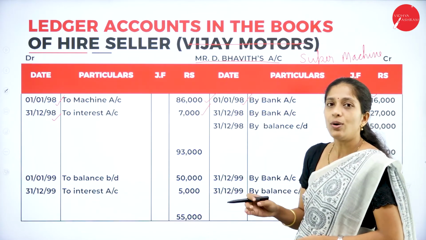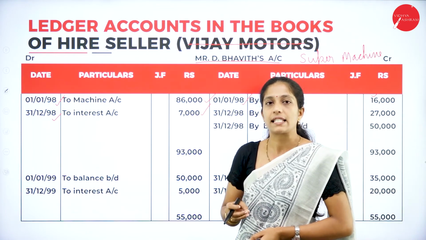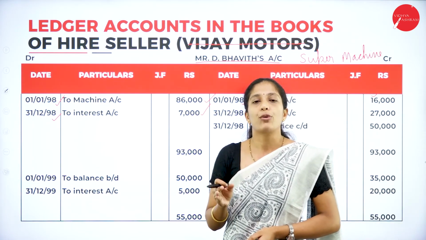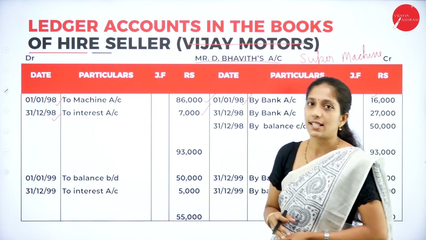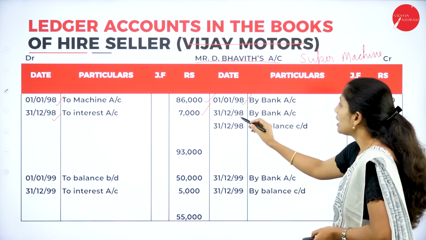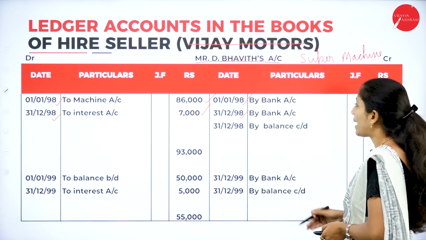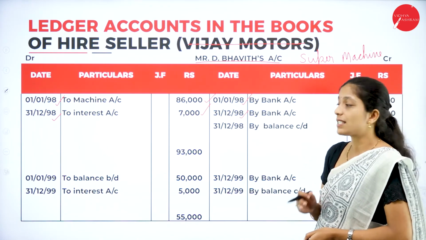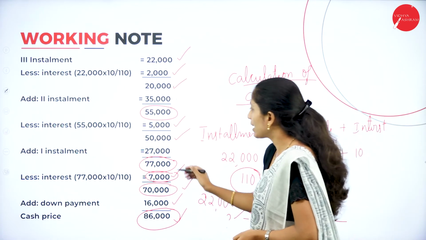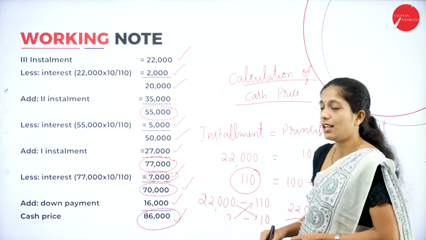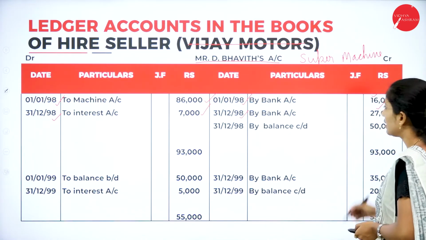Clear? Now, after that, installment received. So what is the entry? Bank account debit to hire purchaser account. On 31/12/98, that is the end of the financial year, by bank account. Now, what is the first installment received? What is the amount? That is 27,000. So record this amount, 27,000.